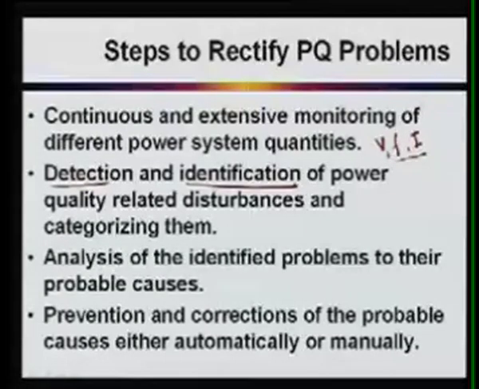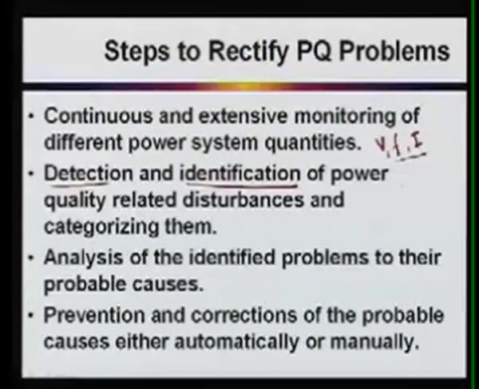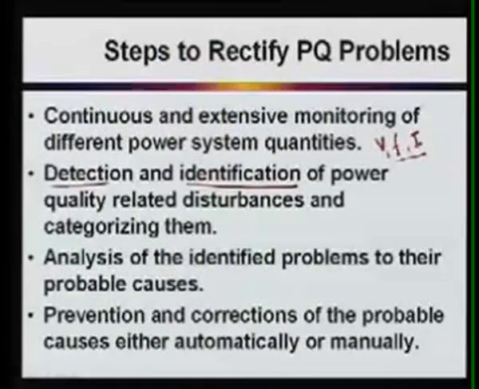So the detection and the identification of the power quality related disturbances and categorizing them means we can measure the frequency, voltage, and current, then we can detect whether it is a voltage sag, voltage swell, interruption, transients, harmonics, notches, flickering, or some sort of noise. Once you have detected it, you have to identify which type of power quality problem there is. Then you have to analyze, and that is known as the analysis of identified problems to their probable cause.